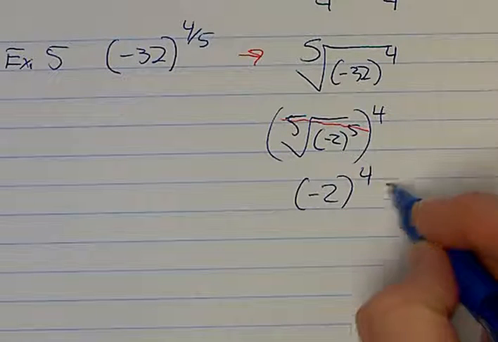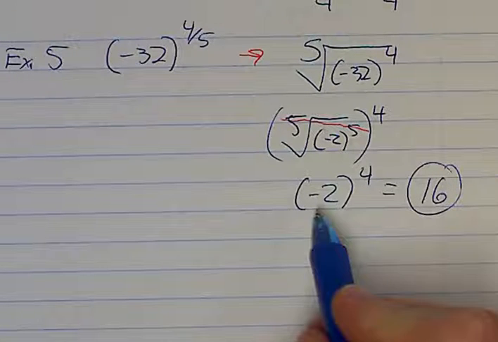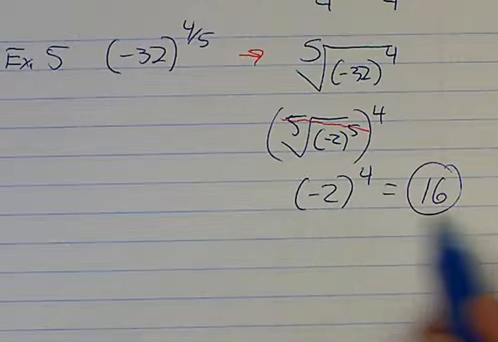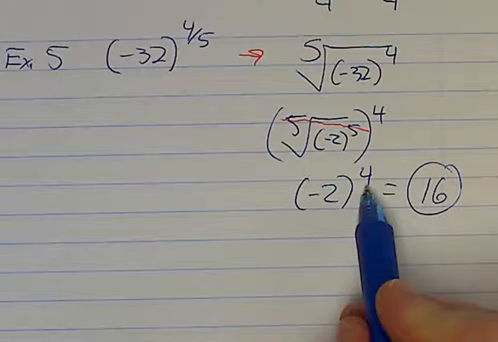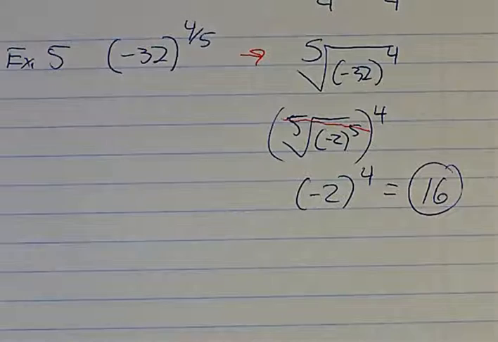2 times 2 is 4. 4 times 2 is 8. 8 times 2 is 16. And when you do a negative times itself 4 times, that will make it a positive. If that had only been a 3rd root, then that would have been a negative. If you multiply negative 3 times, it makes it negative. But because we did it 4 times, it's going to make it a positive.